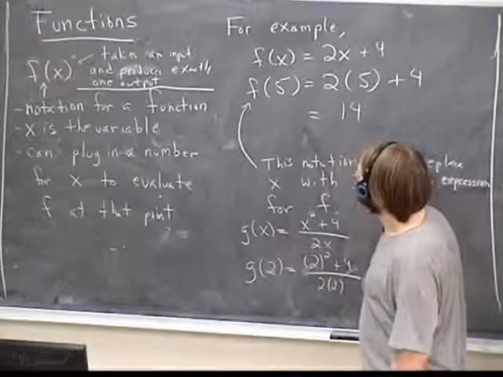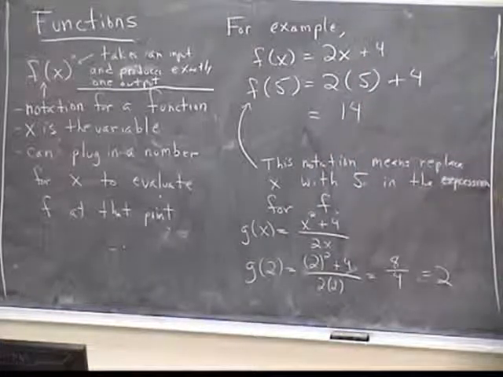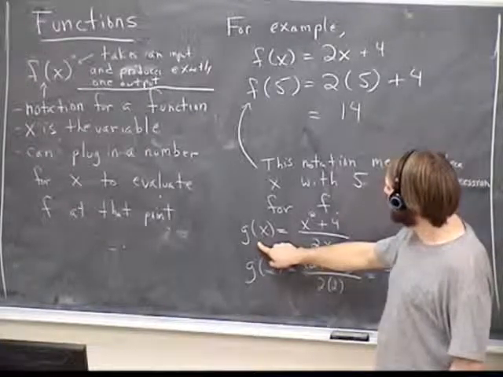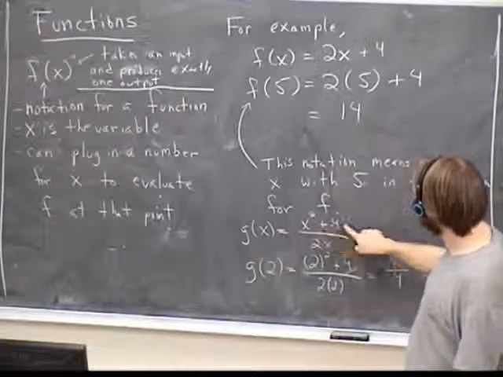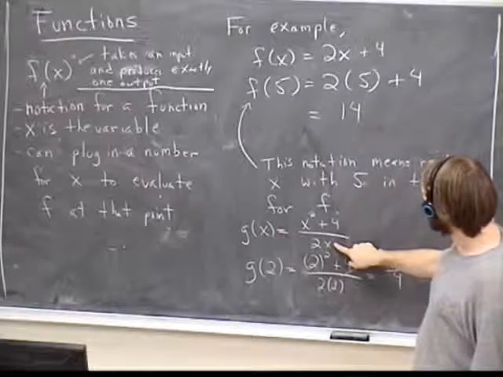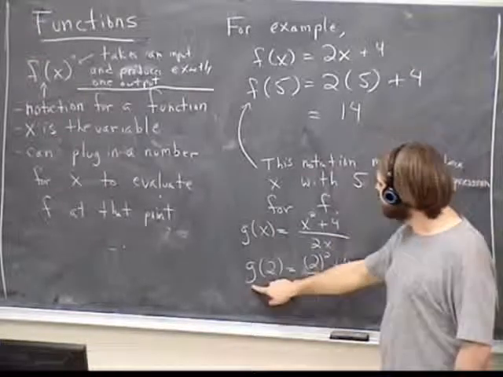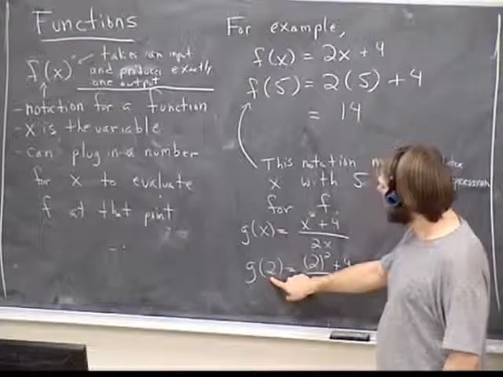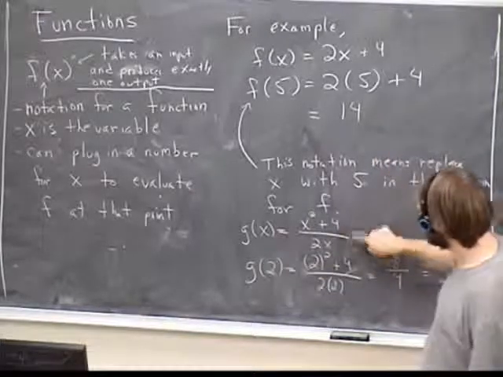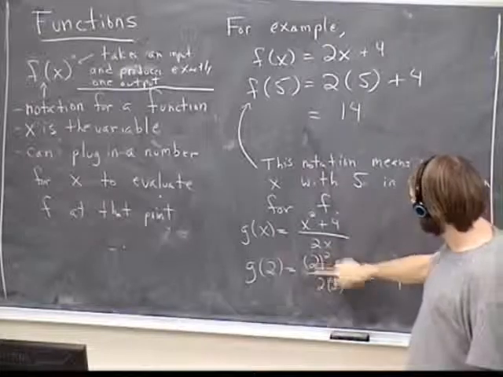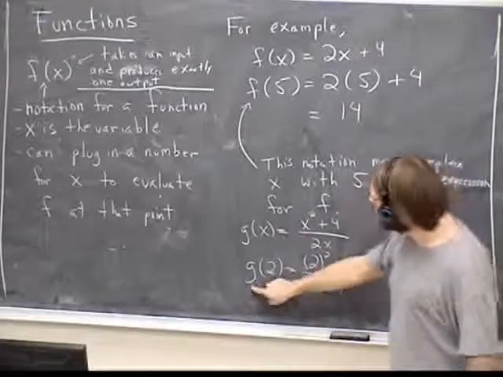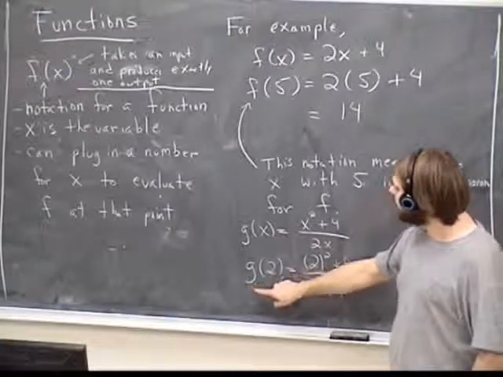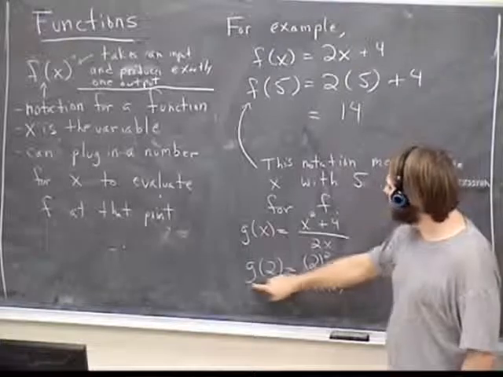Okay. So now, one more example. Suppose we have g of x down here. Now g of x is equal to x squared plus 4 over 2x. G of 2, or g at 2, means you take the number 2, and everywhere you see x in your original expression, you replace it with 2. So we are evaluating g at the point 2. That's what this notation means. Again, you are not multiplying g and 2. That is not what's happening here.